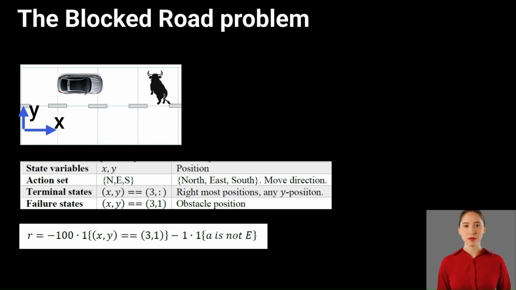In the blocked road problem, there are three possible actions: move north, move east, or move south. Here, moving east means staying in the same lane. If the agent crashes into the bull, it receives a severe negative reward of -100. Changing lanes, that is, changing the Y position, results in a small negative reward of -1.